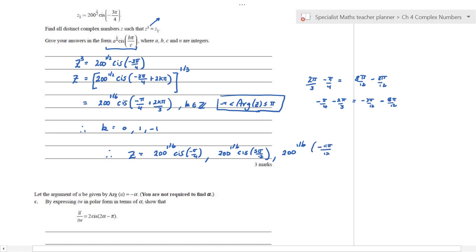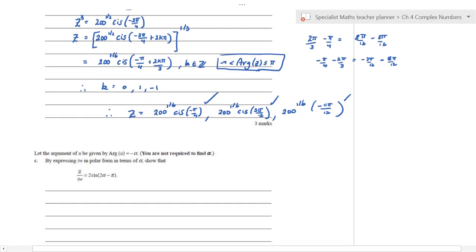Ask yourself the question, when we find a cube root, we're going to have 1, 2, 3 solutions. And as you can see, all of these 3 solutions are inside that range. And are they in this form? Yes, they are. A being 2^(1/n), n being 6. We don't have to state what that is anyway.